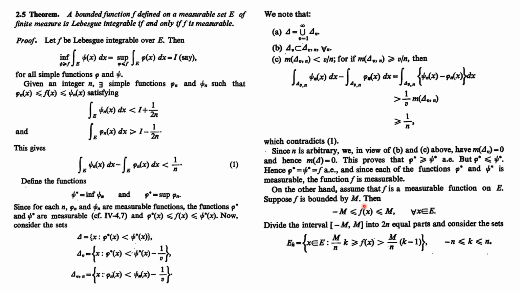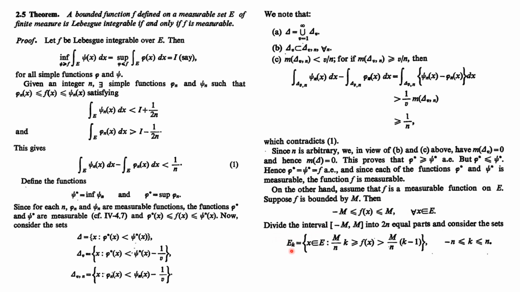On the other hand, assume that f is a measurable function on E. Suppose f is bounded by m. So now in the converse part, what is given to us? That f is a bounded measurable function on a measurable set E with finite measure, and we want to show f is Lebesgue integrable, right? Now what is given to us? It is bounded. So say it is bounded by m. So that means the whole values of f lie between minus m and plus m. So this will become the interval for this function.